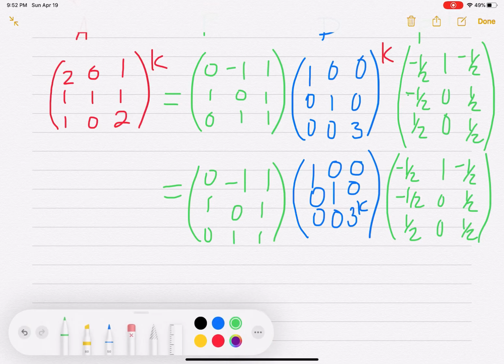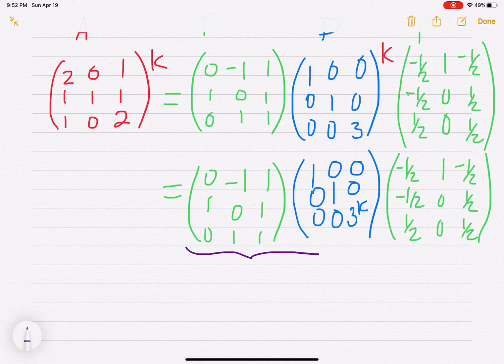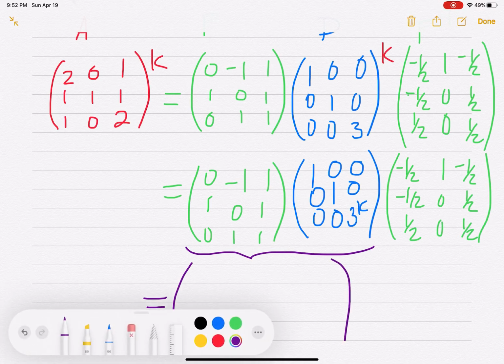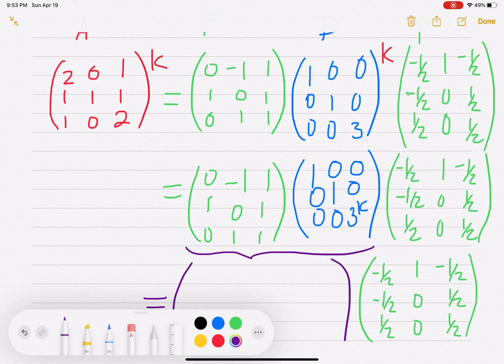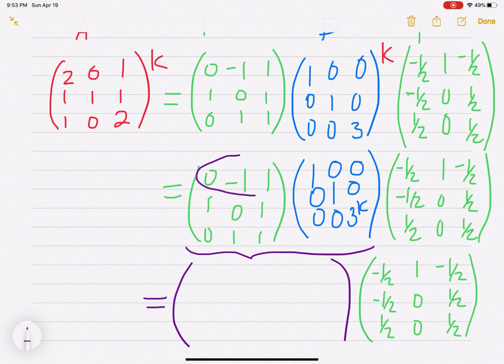All right, now we're going to multiply the first two matrices together, the green and the blue. And we're going to leave that second green matrix alone. We're just going to do some matrix multiplication between the first green and the blue. All right, let's think. First row and first column dot product. We're just going to have 0 times 1, 0. Negative 1 times 0, 0. 1 times 0, 0. So we get 0.